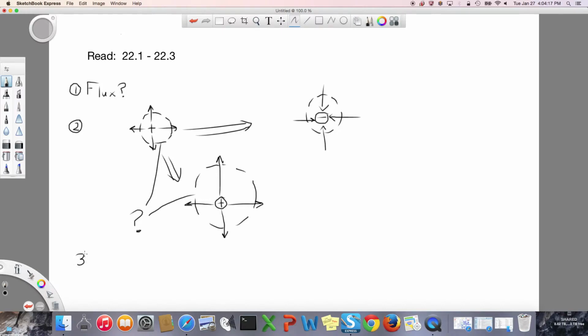The third question, and we'll answer this in class, is why do we care? Why does it matter that we know what flux is and that we can compare it for different distances from a charge or from different charges themselves? You might want to pay special attention to examples 22.2 and 22.3 of the book, although that's not really absolutely essential.